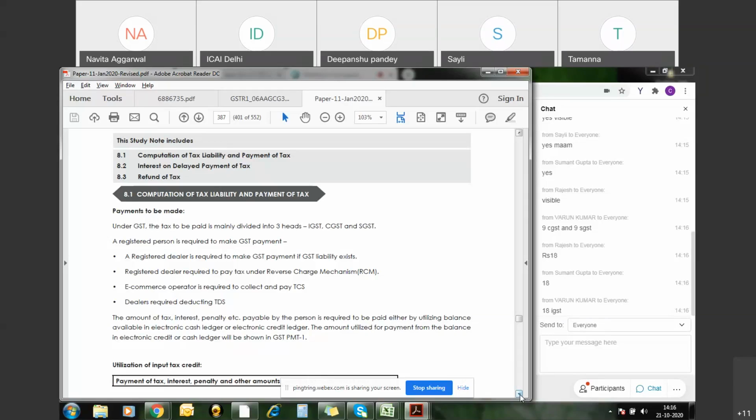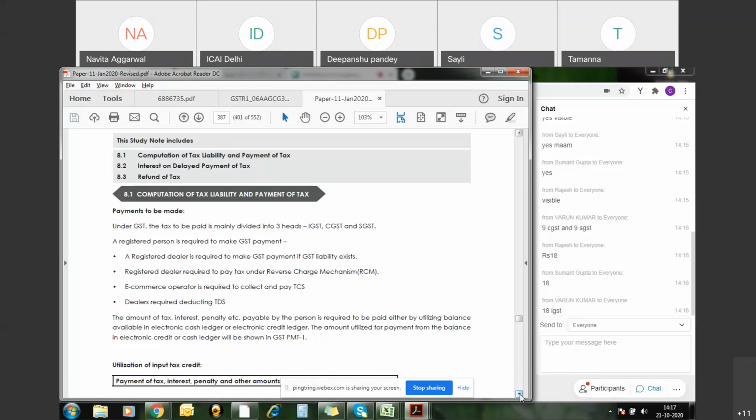Now, a registered person dealing in intrastate as well as interstate sales is liable to pay liability under all the three heads: IGST, SGST and CGST. So in a given period, or you can say in the return period, which is normally a month, whatever outward supplies have been made by a registered dealer and whatever tax has been collected under the three heads, he is liable to pay that to the government. That is why, as stated in the notes, the tax to be paid is mainly divided into three heads: IGST, CGST and SGST.